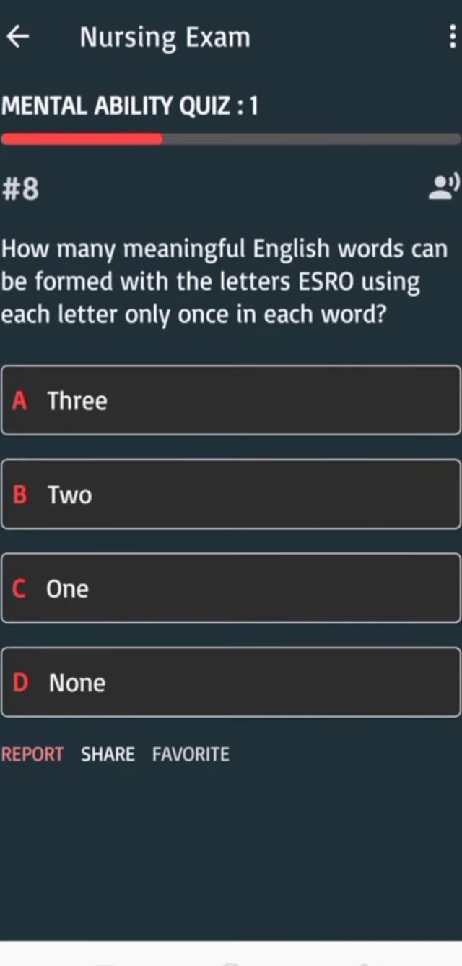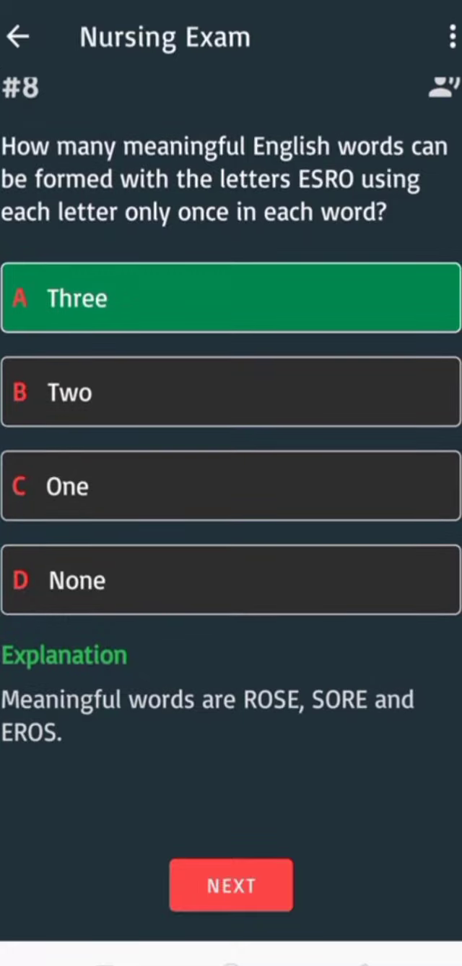How many meaningful English words can be formed with the letters ESRO using each letter only once in each word? A. 3. B. 2. C. 1. D. None. Correct answer. Meaningful words are rose, sore, and ores. Note the meaning of the words with the help of a dictionary.